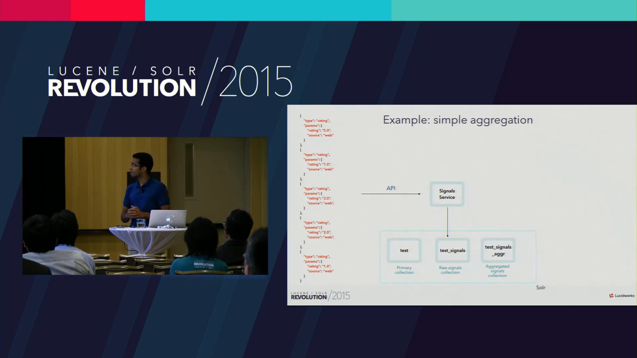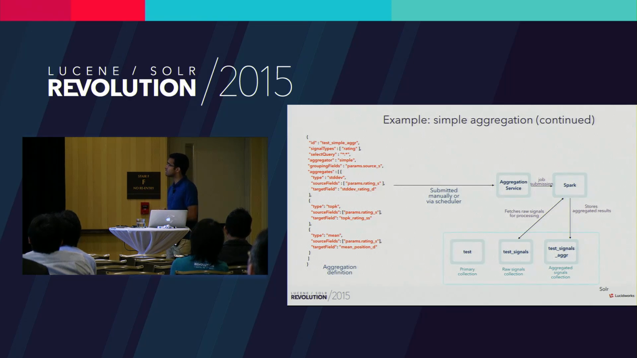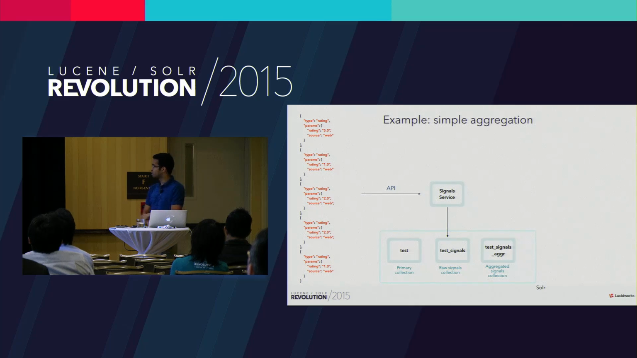I don't know if everyone can see, but on the left side we have 5 rating events. Everything is a rating made by users, and all these ratings have different values. I'm also sending an extra payload called source. Now I send this to the Signals API, and it gets stored in the test signals collection, as we discussed. Now I have this raw information in test signals.